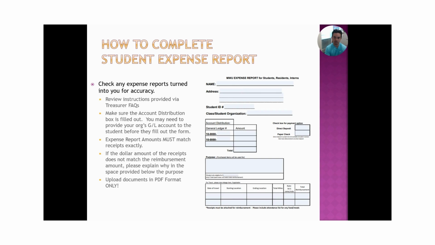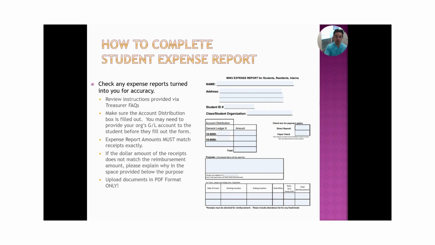Next, I'm going to discuss how to complete a student expense report. Over here on the right, you will see a student expense report. So make sure everything is turned into you by your students in your organization, or if you are filing for reimbursement yourself, please make sure the account right here, where it says general ledger number, is filled out correctly. This is your GL code for your student organization.